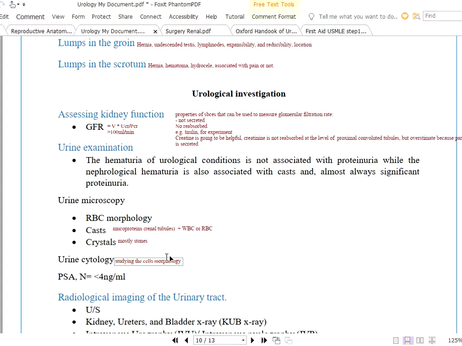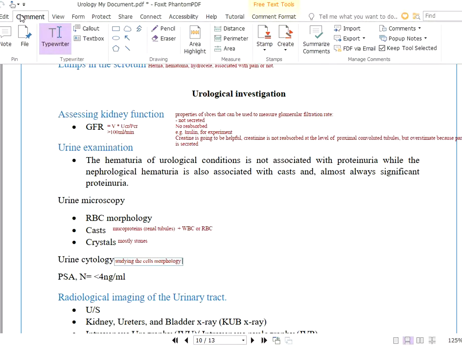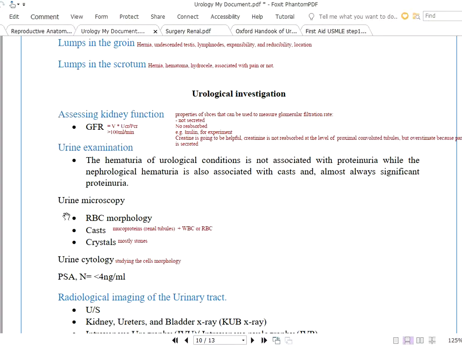Also in urine cytology, they look for PSA, prostate specific antigen, which is a type of enzyme produced by the prostate gland. They look at its amount or quantity so that they can differentiate whether it is malignant, benign, or just a normal case, or a prostatitis condition, which may also lead to an increase in PSA.